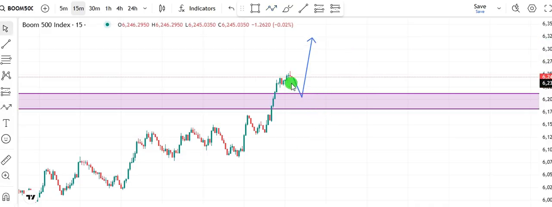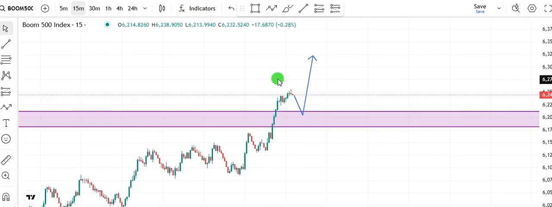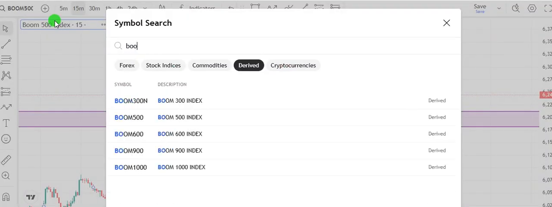So for now, entering around here, if you don't want to put your stop loss below here, that's definitely too wide. So that means you want to wait for a pullback to give you a better entry position. Okay, so let's go to the final one. Today is going to be Boom 1000.